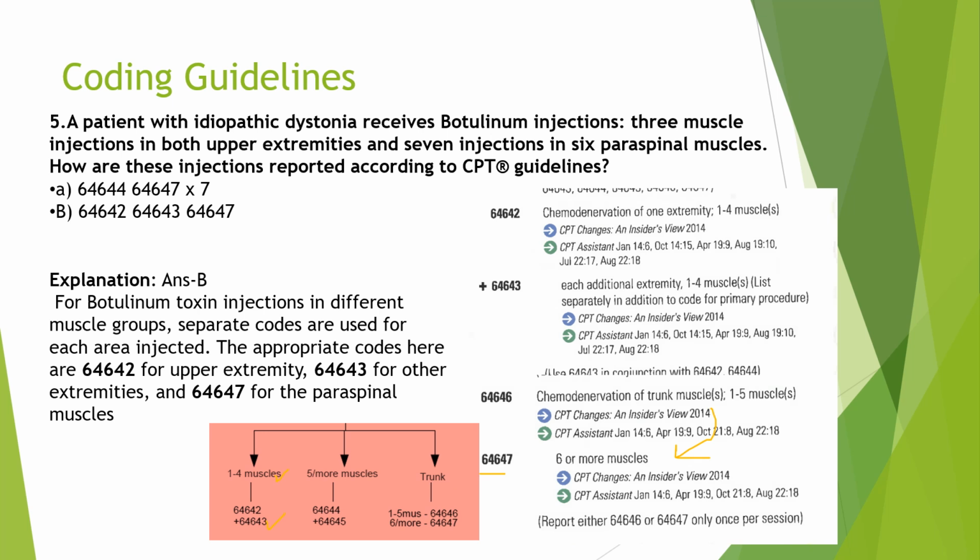Say for example in this case, as they said both upper extremities, in one extremity they have given 4 muscle injections, and in the other extremity if they have given 5 or more muscle injections, then we should assign only one primary code which is having the highest muscle. For example, one extremity they have injected 5 muscles, so I will be assigning 64644, and with that, if in the other extremity they have just administered 3 muscles, I should take the add-on code from the 1 to 4 muscle code category. So this is the coding guideline, and the answer will be B, 64642, the extremity add-on code, and this is for the trunk region.